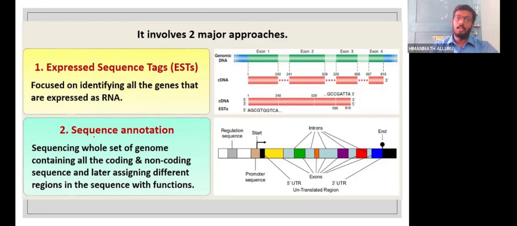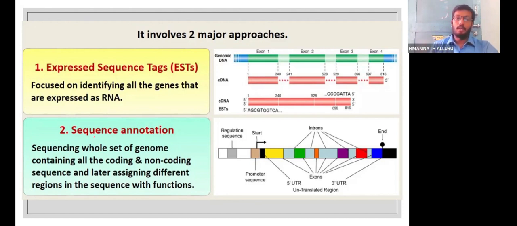Why? Because DNA is comprised of both exons and introns. But when we go to the mRNA, only the expressed sequences are there. So mRNA will be taken. That mRNA will be converted again into DNA. Only the expressed tags will be there in the DNA. For that, they will be sequencing the expressed sequence, which we call expressed sequence tags.